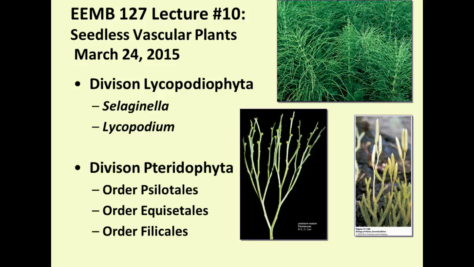So we're talking about things that look like that. And then we're going to move on to what they call the ferns and the fern allies. So division Pteridophyta. They used to call it Pterophyta. So if you learned it as Pterophyta, that's fine. I won't mark you off, but according to our book, it's Pteridophyta. So we're going to look at order Psilotales, order Equisetales, and order Filicales.